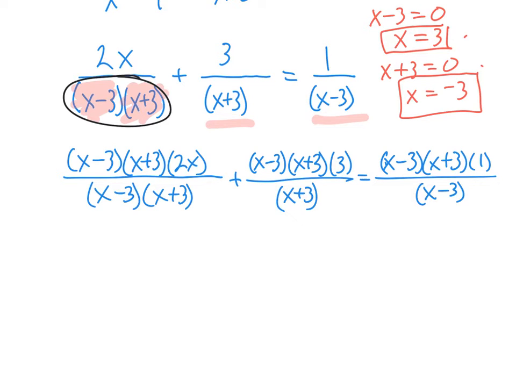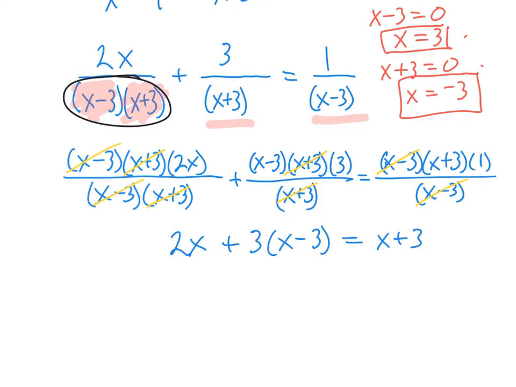Okay, well here's the fun part, right? We get to cancel out some common factors here. All of these are common factors. x minus 3 cancels with the denominator, x plus 3 as well. On the second term, we have x plus 3 that cancels. And on the last, we have x minus 3 that cancels. I'm just going to rewrite this equation with what's left. We have 2x plus 3 times x minus 3 equals, well, it's 1 times x plus 3, so it's just going to be x plus 3.